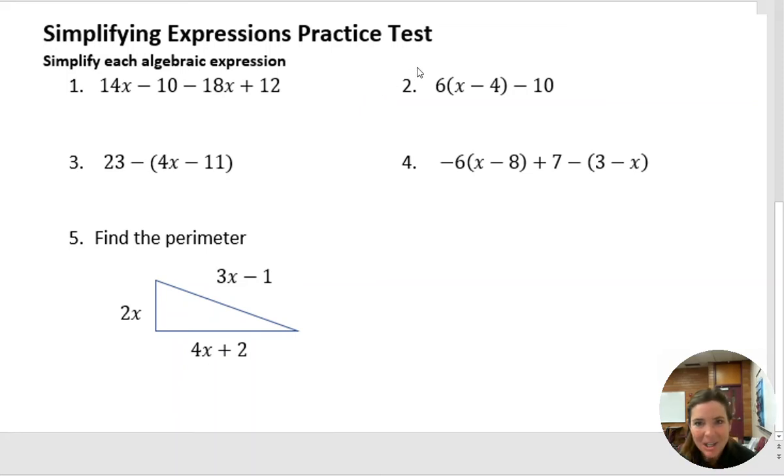Hi, you guys. So I am going to go over your practice test with you. I want you to pay careful attention to what I'm doing, and then I want you to look at your test and figure out what you missed.